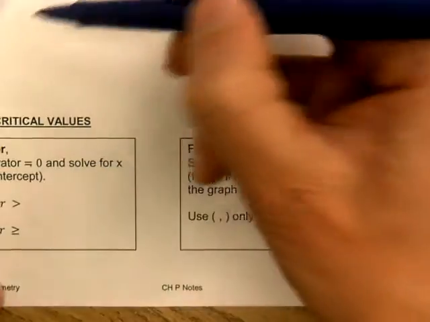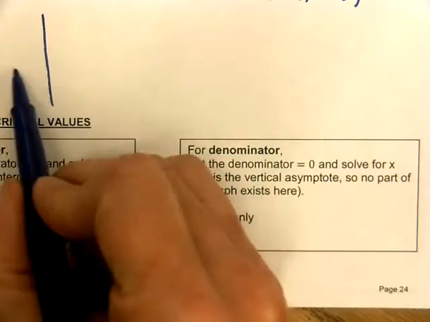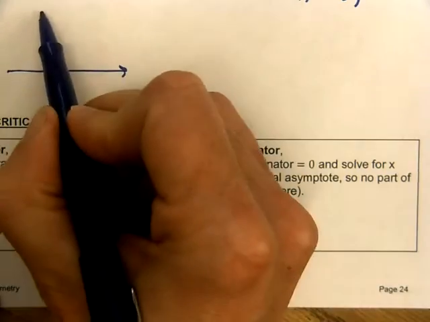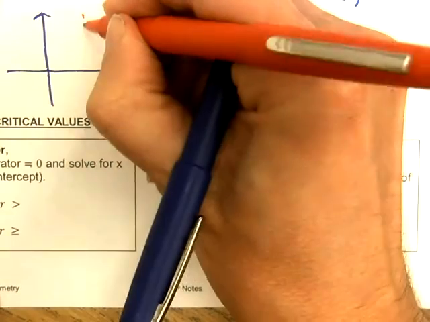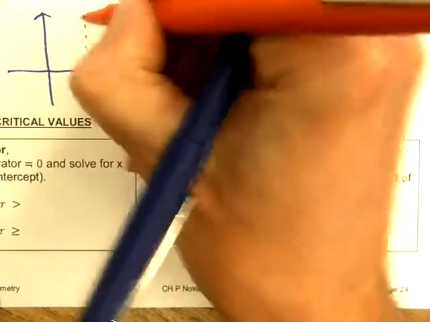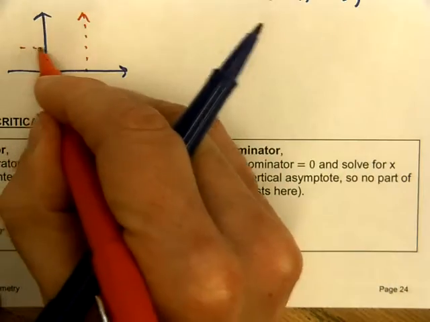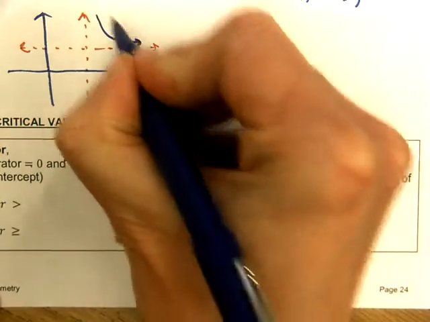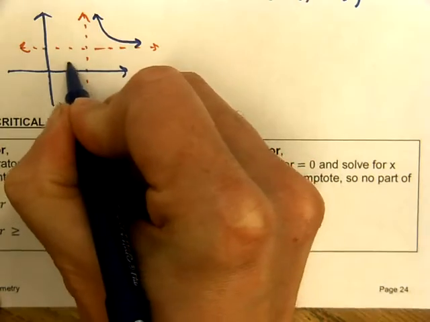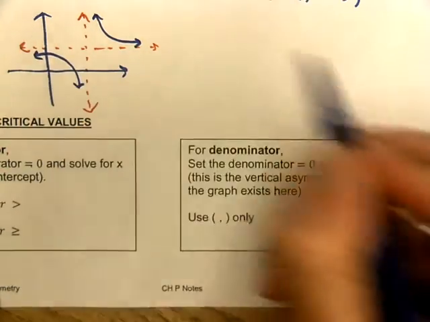Just to draw a quick illustration, a rational function often has these two separate branches. So let's pretend we have a vertical asymptote. There are often horizontal asymptotes, but we're not really worried about those so much right now. And let's say, for example, these are the two branches.